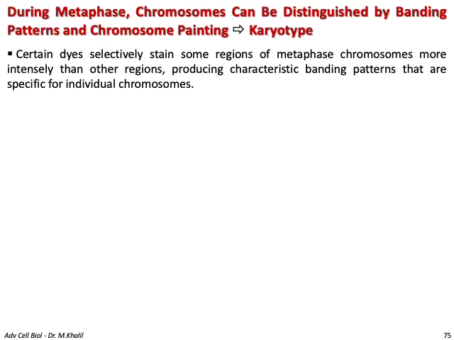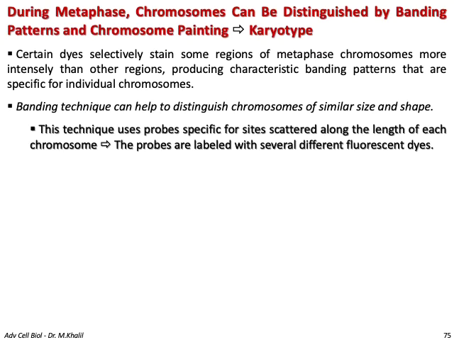By using a certain dye that selectively stains some regions of the metaphase chromosomes more intensely than other regions, you produce characteristic banding patterns that are specific for individual chromosomes. This banding technique can help to distinguish chromosomes of similar size and shape. This technique also uses probes specific for sites scattered along the length of each chromosome. The probes can be labeled with several different fluorescent dyes. In other words, you can use a probe labeled with either a radioactive or a fluorescent dye to detect specific regions in the chromosome.